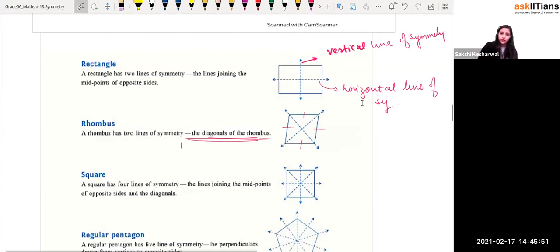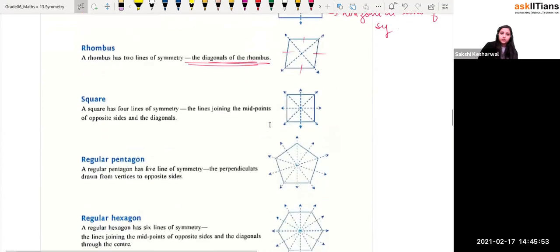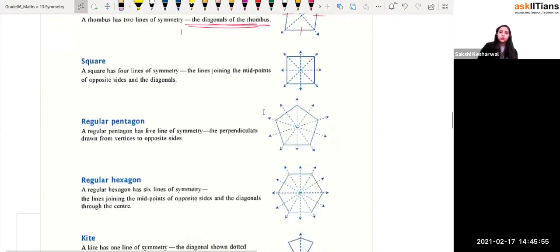Now let's come to the square. How many lines of symmetry does a square have? See over here, a square is going to have four lines of symmetry, right? That is the midpoint. So if you just see this, this is one line of symmetry. This is the other line of symmetry. It has diagonal symmetry, horizontal symmetry, and vertical symmetry.